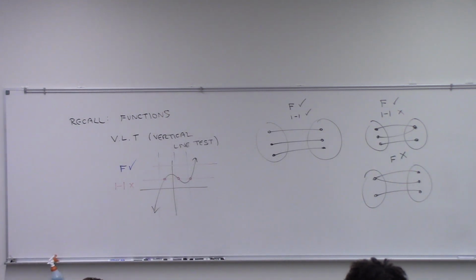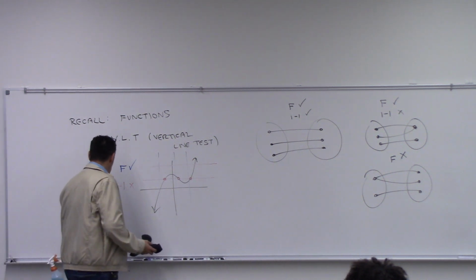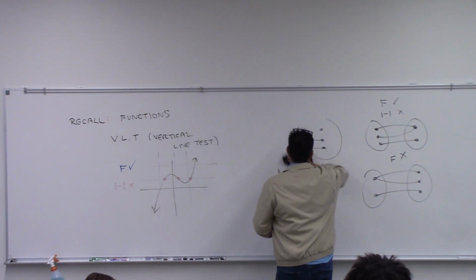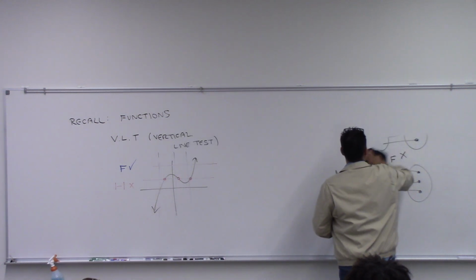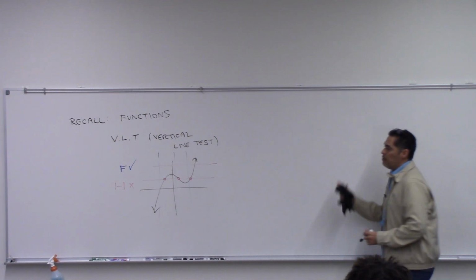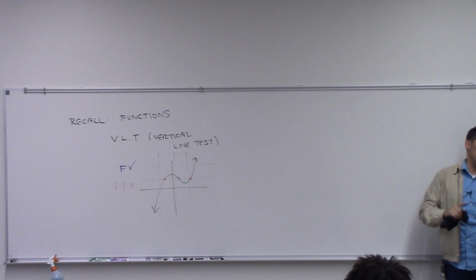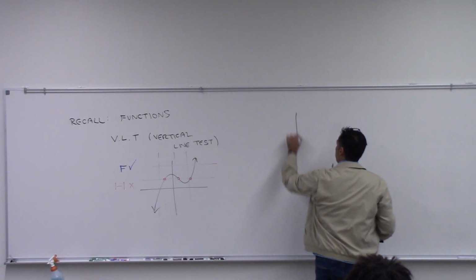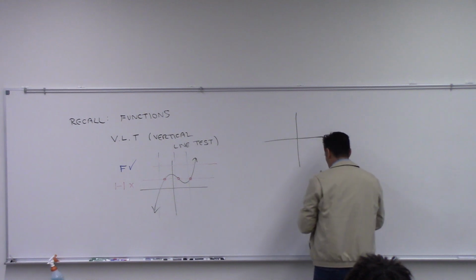So that's a pretty simple test to run. Would you agree? Okay, so if you think that's easy, let me give you some examples. You're going to tell me whether or not what I draw up here is a function, and then whether or not it's one-to-one. Give you a couple of examples here.